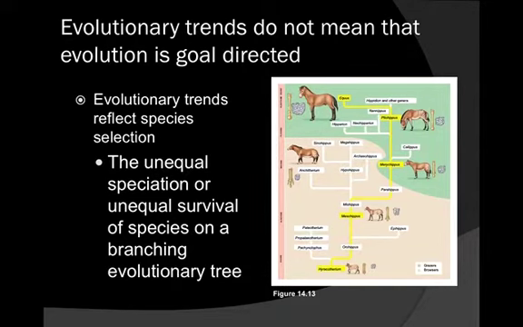Keep in mind that it's probably a combination of the two. Our fossil record is incomplete, and therefore we are not going to necessarily see every intermediate. Evolutionary trends reflect species selection. Keep in mind it's not goal-directed. It's simply looking at what traits happen to be more favorable.